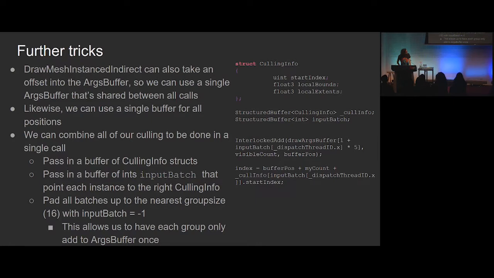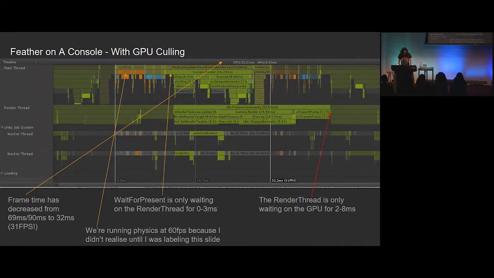On the right, you can see some examples of how some of those lines from the last slide would change if we're accessing these. So once we brought in GPU culling as well, you can see how our frame times dropped from 69 or 90 milliseconds all the way back down to 32 milliseconds. And we've just beat 30 FPS, and that is our target on the device.